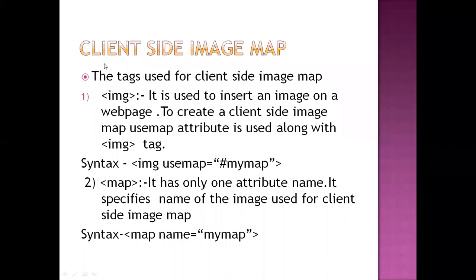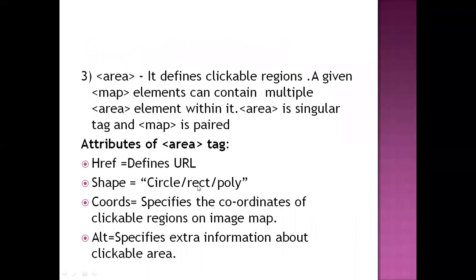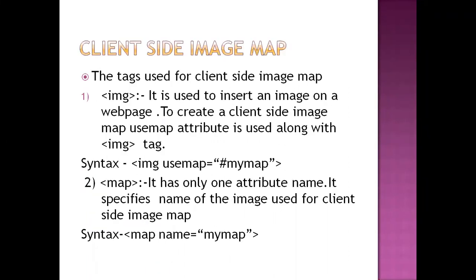The tags are: first, the img tag; second, the map tag; third, the area tag. These are the tags used for client-side image map. Now we will see the first tag, that is the img tag. As you know, we use the img tag to insert an image on a web page. Like this, you have to use the img tag.